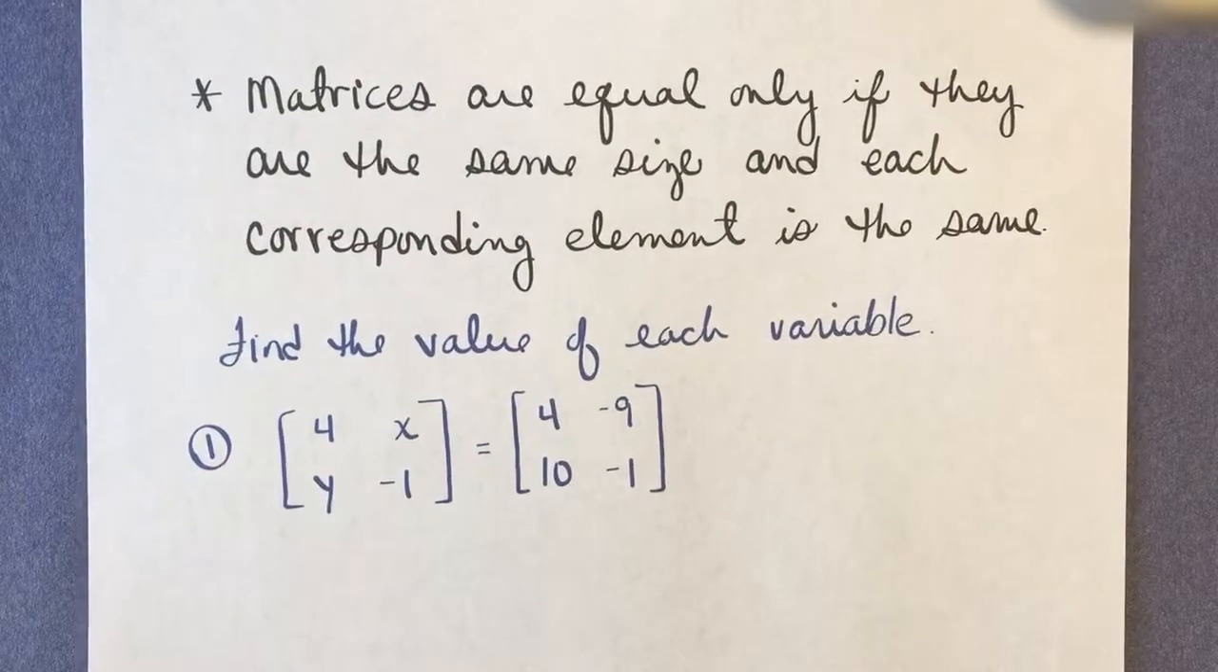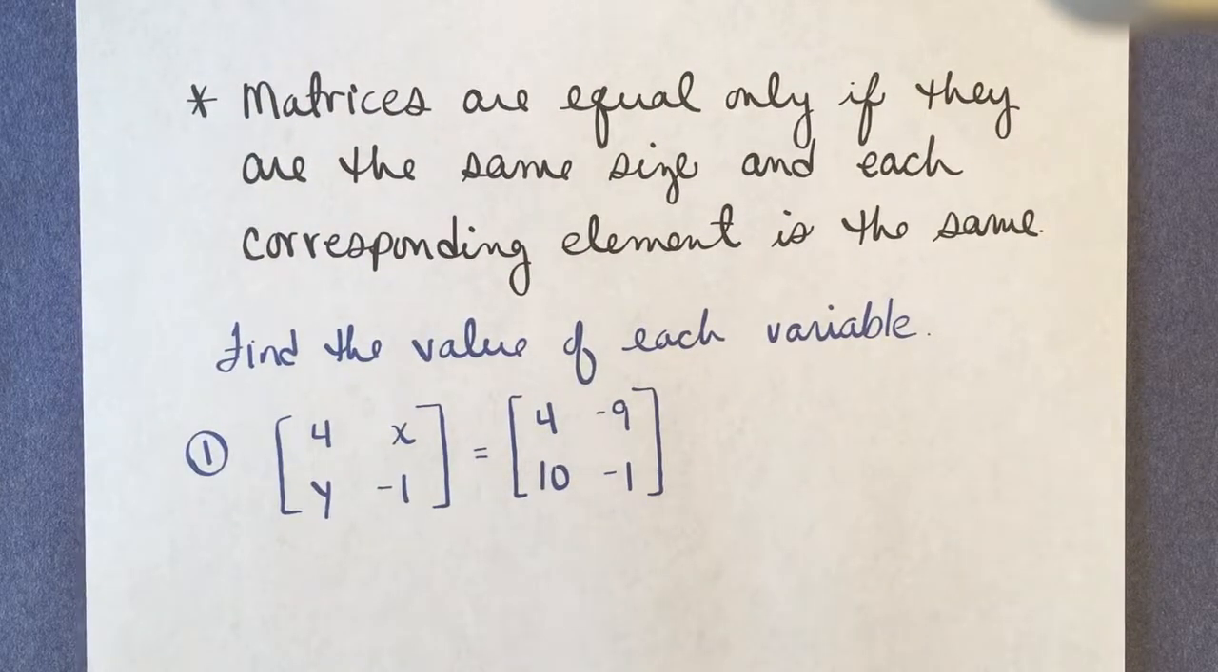Okay, so the next concept that we're going to look at in this section is what makes matrices equal. So matrices are equal only if they are the same size. So that's something that we've already talked about. And also, each of the corresponding elements has to be the same. Okay, so what that means by corresponding elements, that means the numbers that are in the same positions have to be exactly the same numbers. So in other words, the two matrices have to be identical. They have to be exactly the same thing in every way in order for them to be equal.